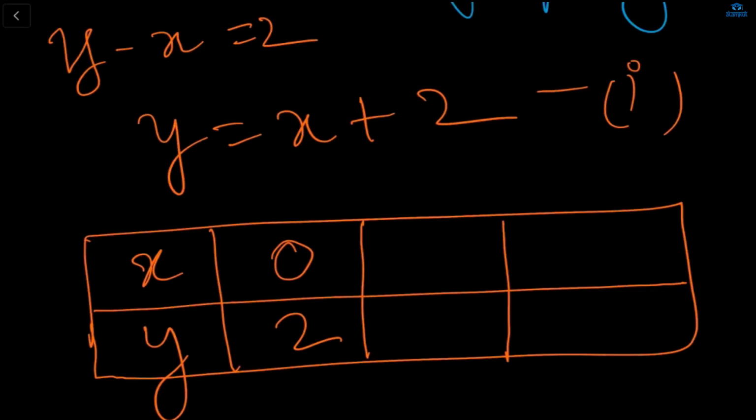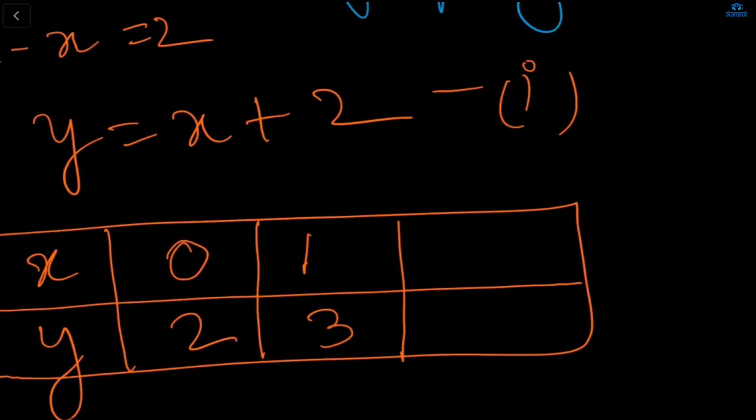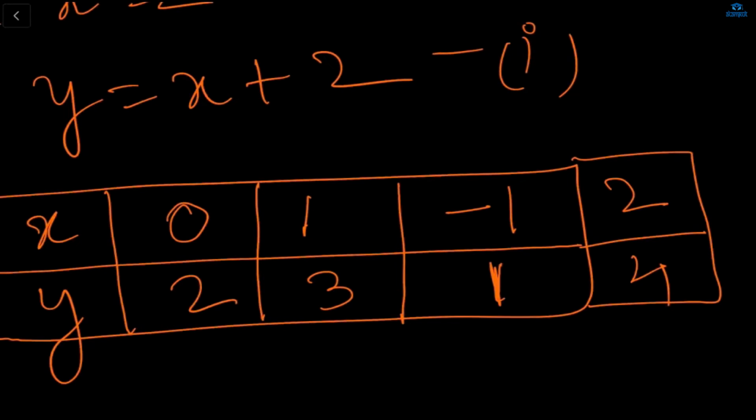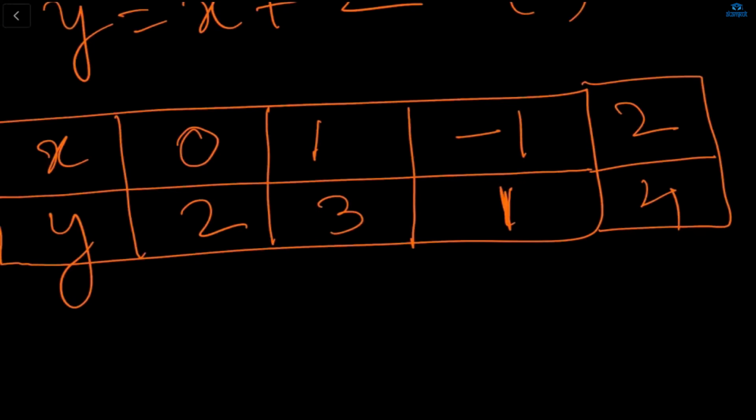Now if I keep the value of x as 1, what will be the value of y? 3. If I keep the value of x as -1, you'll get 1. Yes, very good. We can take one more point also, maybe 2. For 2, it will be 4. Now, any doubt how to get these points?